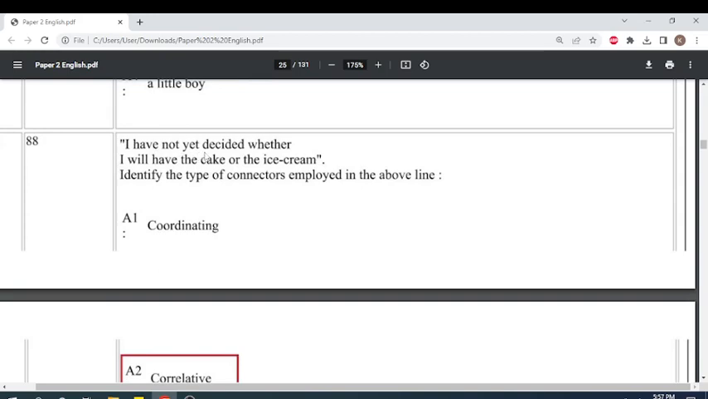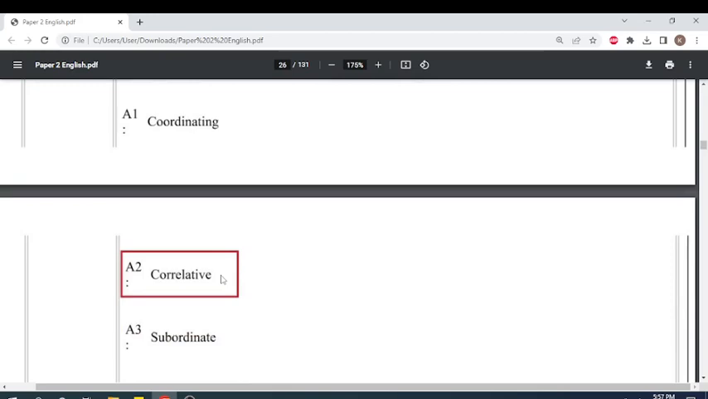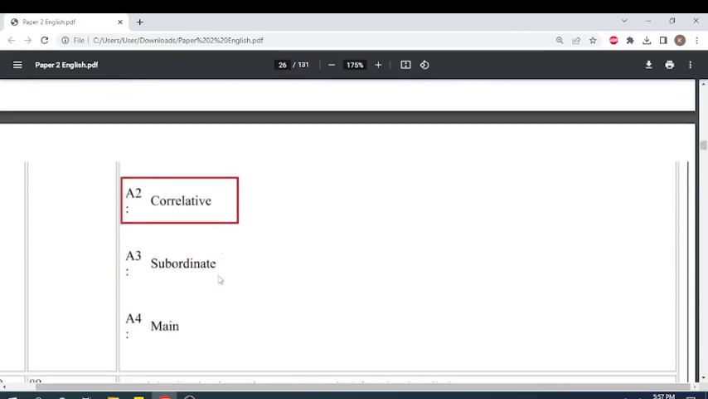88. I have not yet decided whether I will have the cake or the ice cream. Identify the type of connectors employed in the given line. Answer A2, correlative.